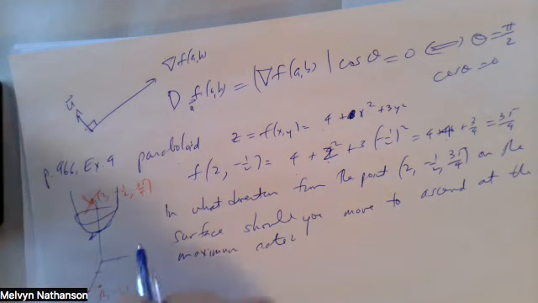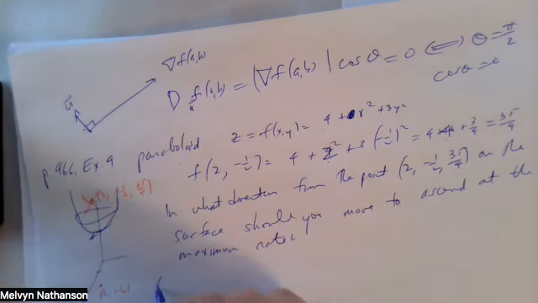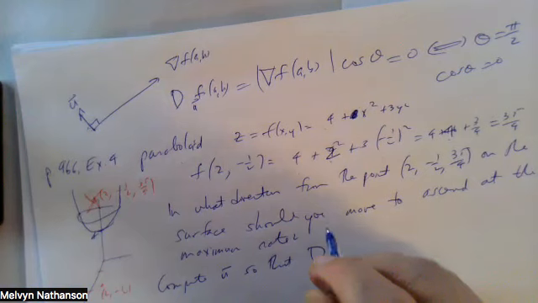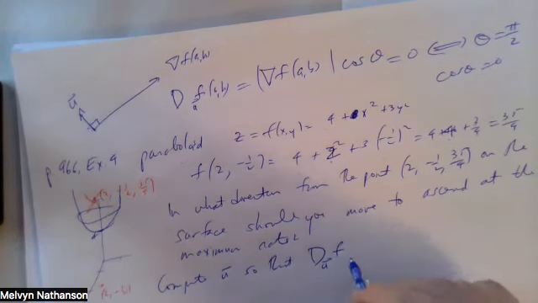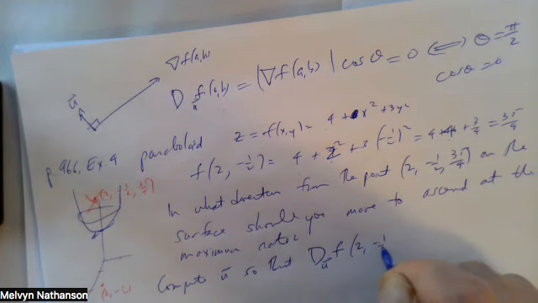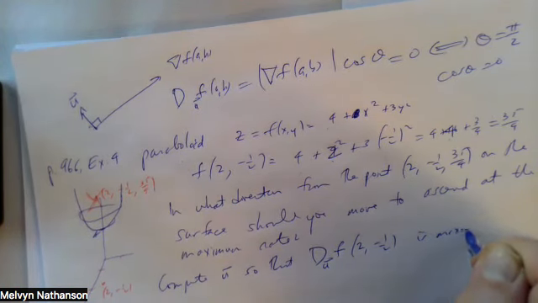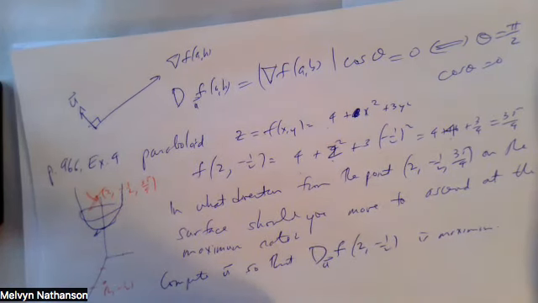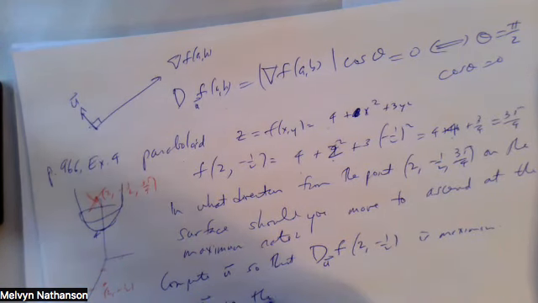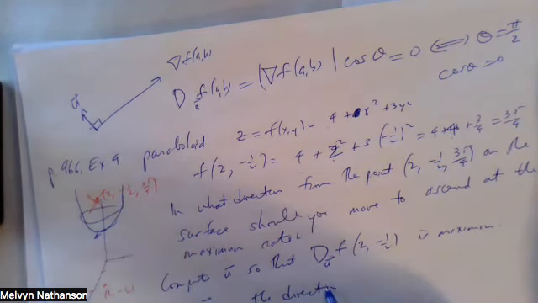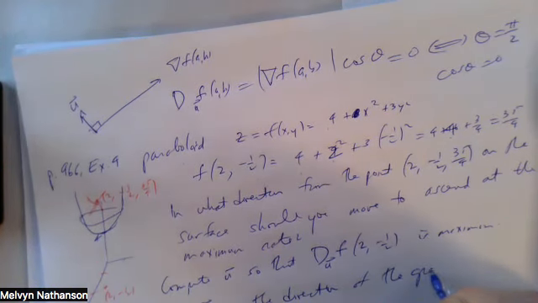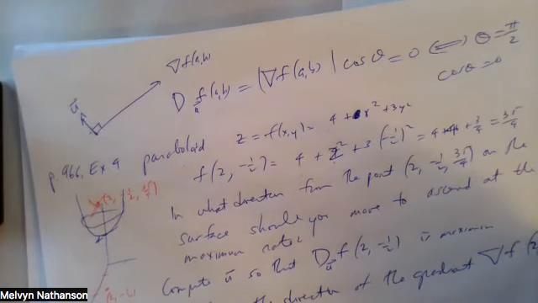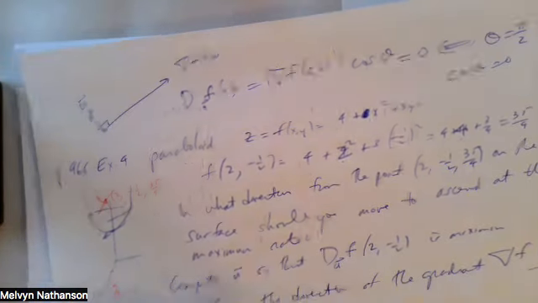So you want to find the maximum value, compute u, so that the directional derivative of f in the direction u at the point 2, minus 1/2 is maximum. And the answer is u in the direction of the gradient of f at the point 2, minus 1/2. So we have to compute the gradient.